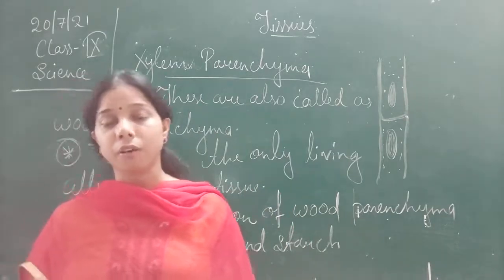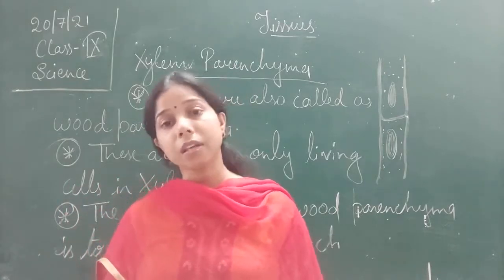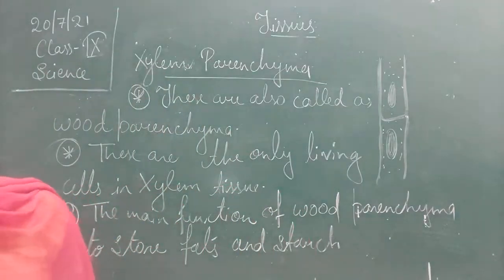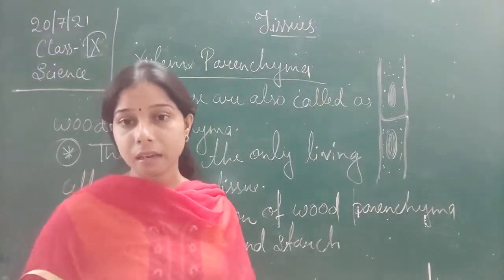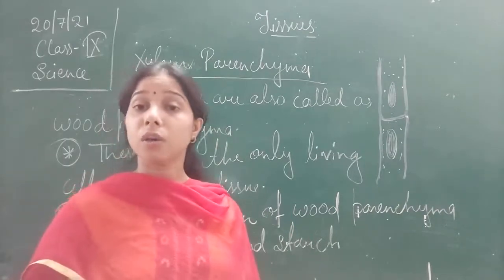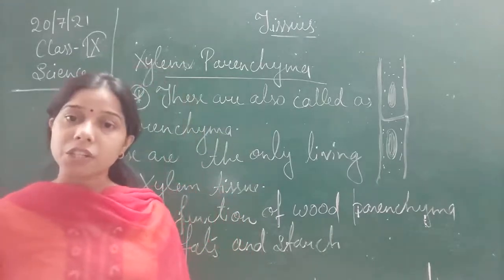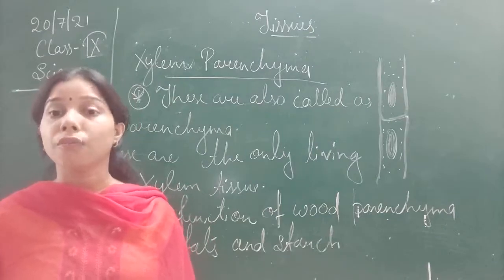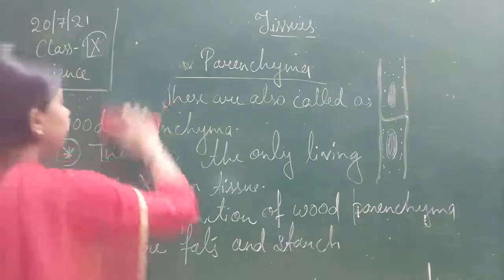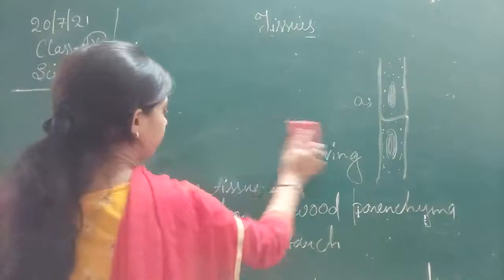Phloem also consists of different elements: sieve tubes, phloem fibers, companion cells, and finally phloem parenchyma. These are the four elements of a phloem. And yes, the function is the same, that it helps in carrying food material from one part to another. So let us start with the next complex permanent tissue, which is called phloem.